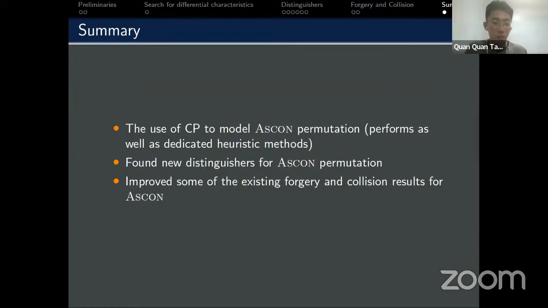So in summary, we have used CP to model the ASCON permutation, and it performs as well as the dedicated heuristic methods. Next, we also found new distinguishers for the ASCON permutation, and improved some of the existing forgery and collision results for ASCON. Yeah, so that's the end. Thank you very much.